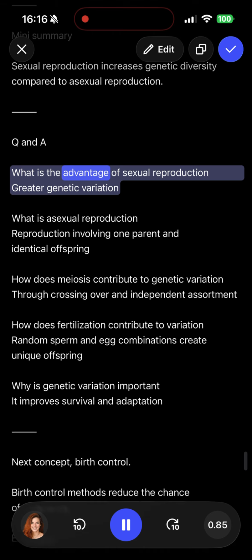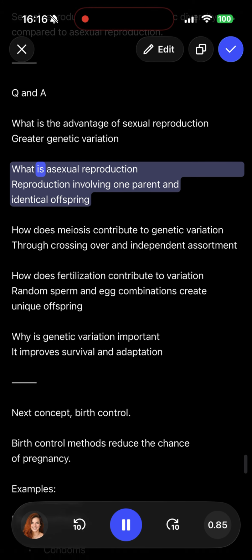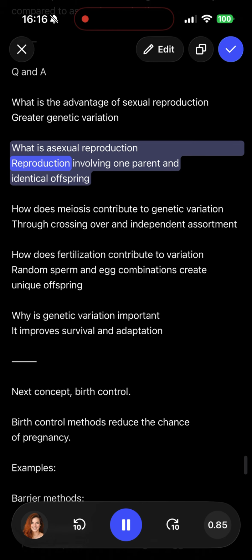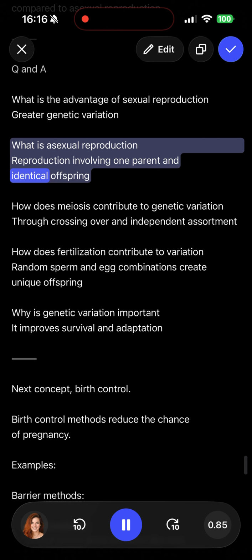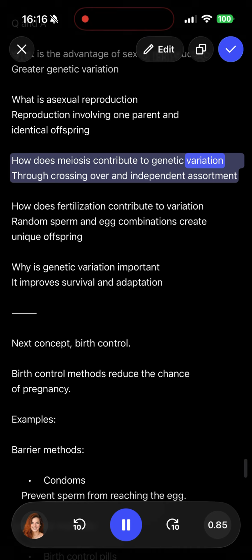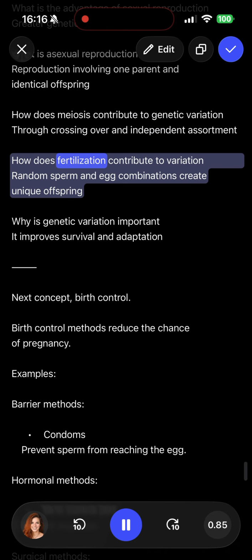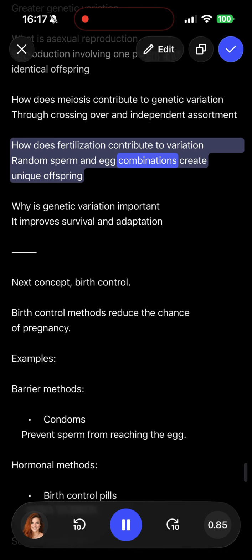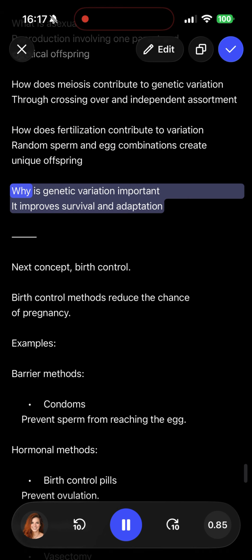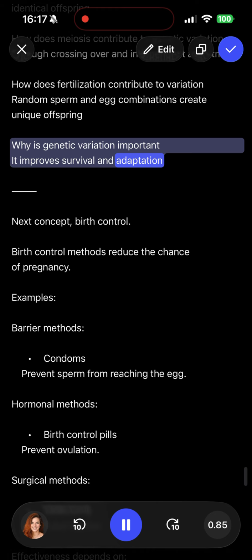Q&A. What is the advantage of sexual reproduction? Greater genetic variation. What is asexual reproduction? Reproduction involving one parent and identical offspring. How does meiosis contribute to genetic variation? Through crossing over and independent assortment. How does fertilization contribute to variation? Random sperm and egg combinations create unique offspring. Why is genetic variation important? It improves survival and adaptation.